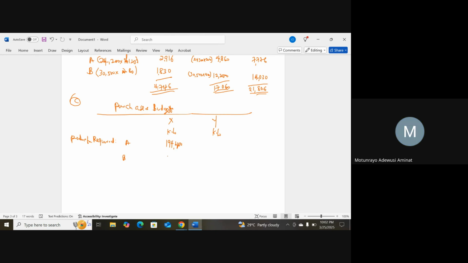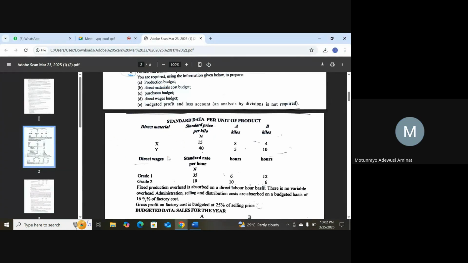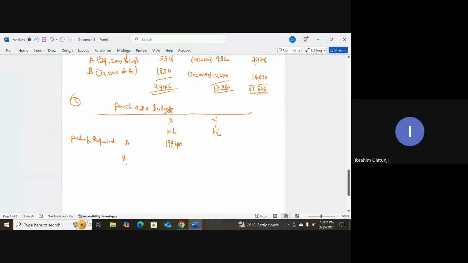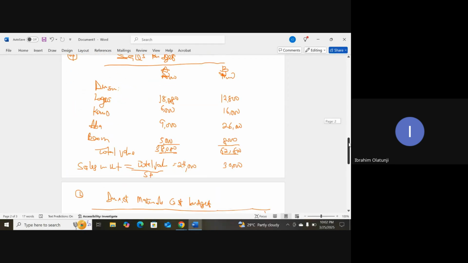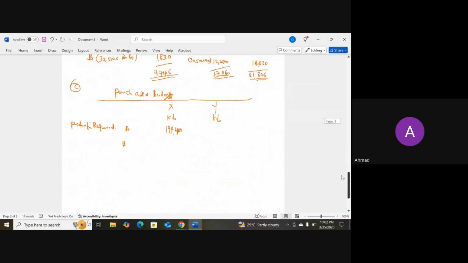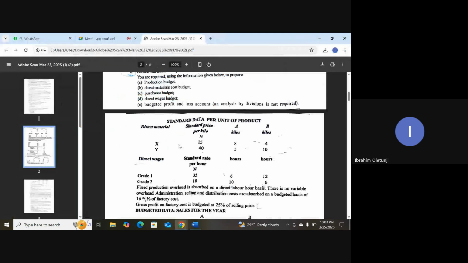Then let's look at B. How many kilos does B use? Under material S, 4 kilo. Then 4 kilo times the production required, 30,500. That is 122,000. So you do the same thing for Y.